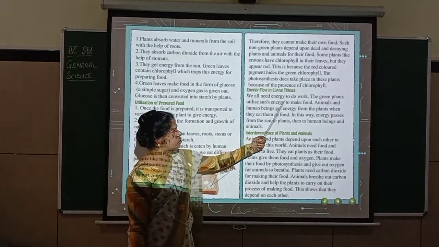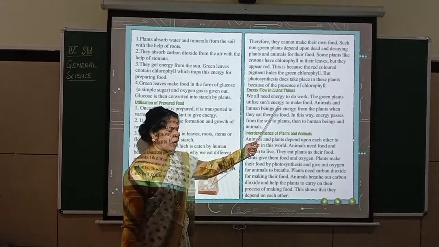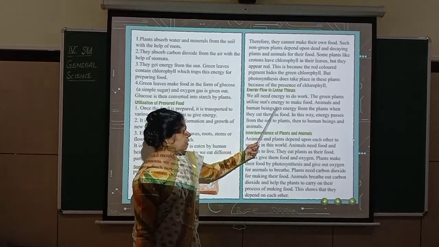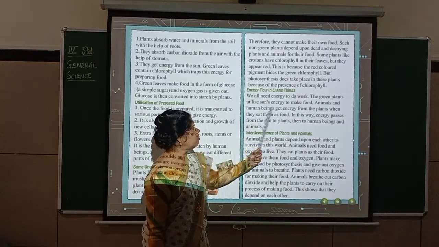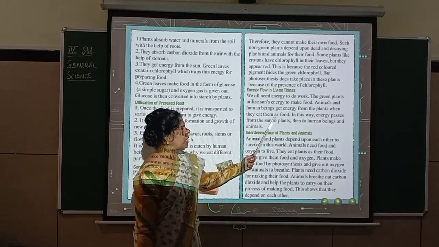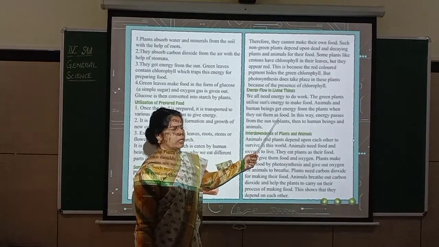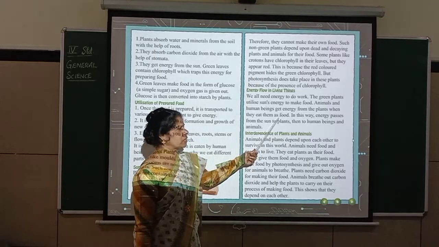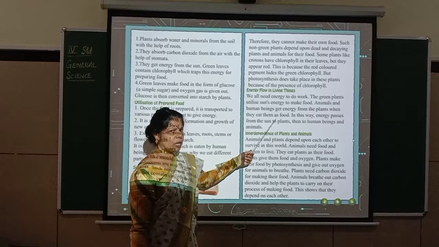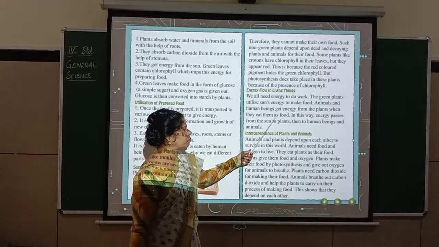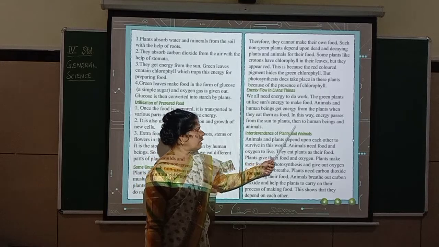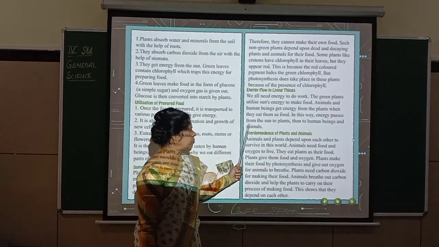We all need energy to do work, isn't it? For any work we have to do, we require energy. The green plants utilize the sun's energy to make food. Animals and human beings get energy from the plants when they eat them as food. Already I told you, the plant products like leaves, roots, stem, all these are storing food in them. So when you eat all that, what happens? You get that food energy. In this way, energy passes from the sun to plants, then to human beings and animals.